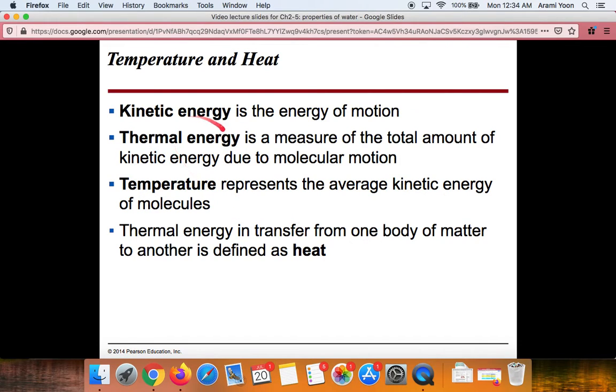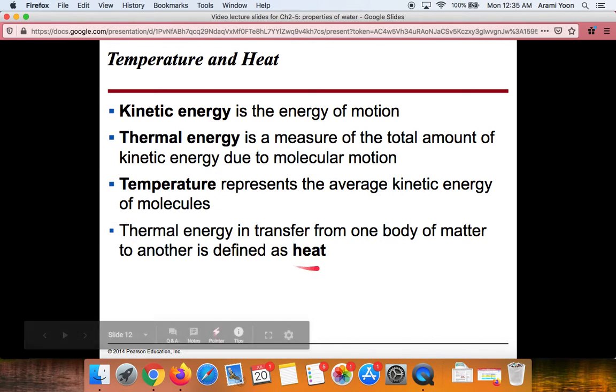When you have thermal energy transferring into the water or out of the water and causing water molecules to move around and break hydrogen bonds or form new hydrogen bonds, that thermal energy is being transferred, and we call that heat transfer.